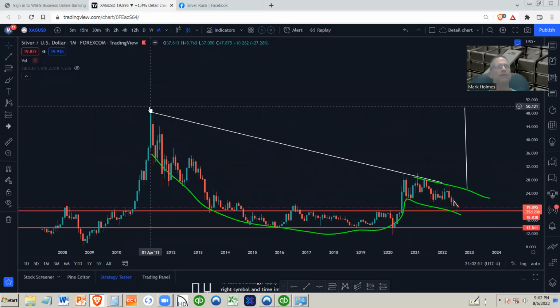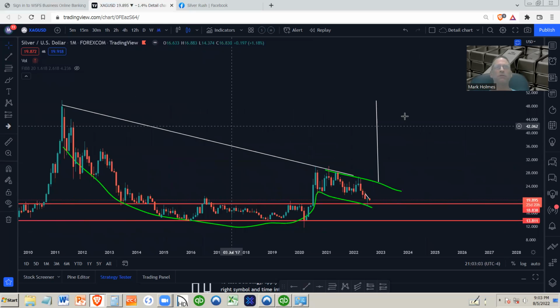Right here, right at the top here. And yeah, let's see. 49.76. So basically it runs up to the top here. From there, where it goes, we'll have to take it from there. But in my opinion, silver has a major run coming ahead here in the future.